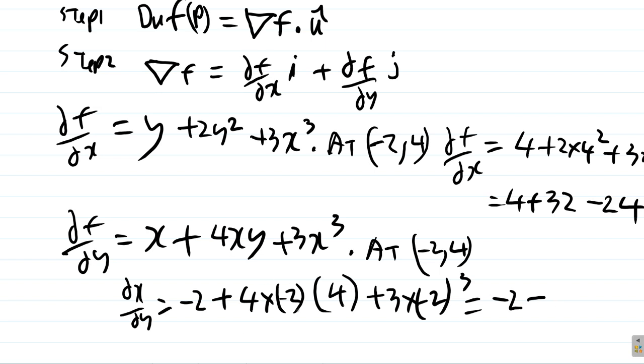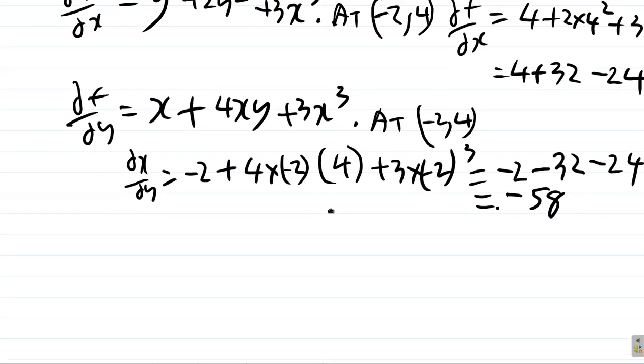So 4 times negative 2 is negative 8. Negative 8 times 4 is negative 32. Alright? It's going to be minus 2. 2 twos is 4, 4 twos is 8, 8 threes is 24. So, what I have is negative 2 minus 32 minus 24. Alright? And let me calculate that. That is 58. Negative 58. Alright?